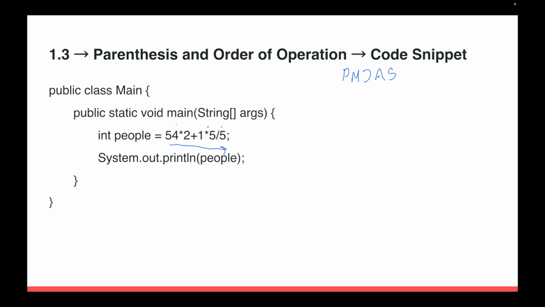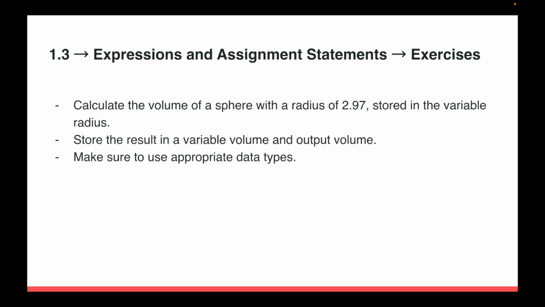So we're going to have 108 plus 1 times 5, so plus 5 divided by 5. So we're doing this operator first, then this operator, and then we're doing this operator right here. And we're just leaving the addition sign alone. So that's going to give us 108 plus 1, which is going to give us 109. And that's going to be our answer. That being said, let's go ahead and go back to repl.it to do some coding.